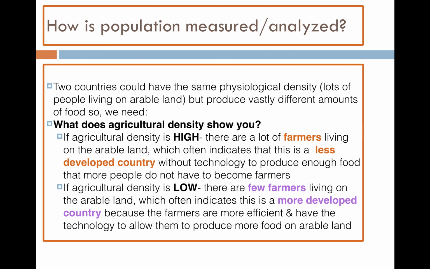Typically, not always, typically, high agricultural density is putting tremendous pressure on the land to support the population that lives there. Alternatively, if the agricultural density is low, the land is being used effectively and efficiently to feed many more people, which is usually an indication of a more developed country and an indication that the population is more greatly dispersed across the country.